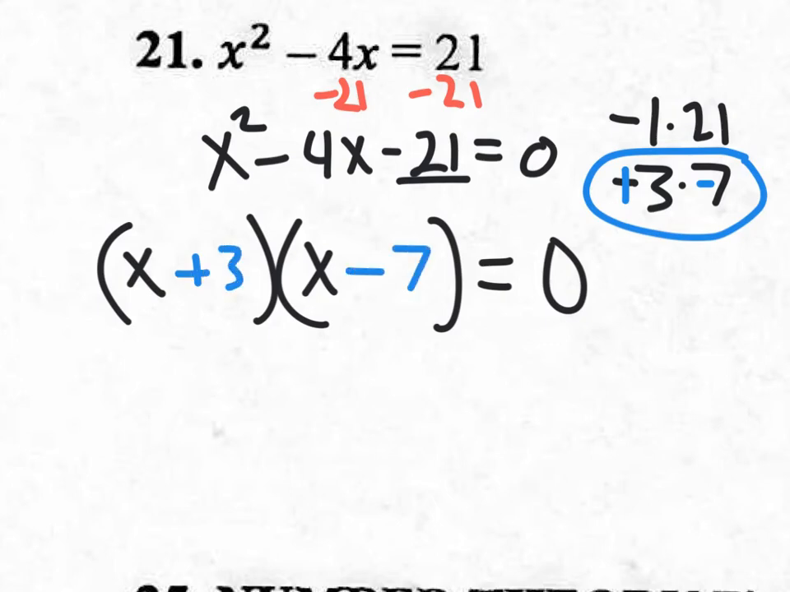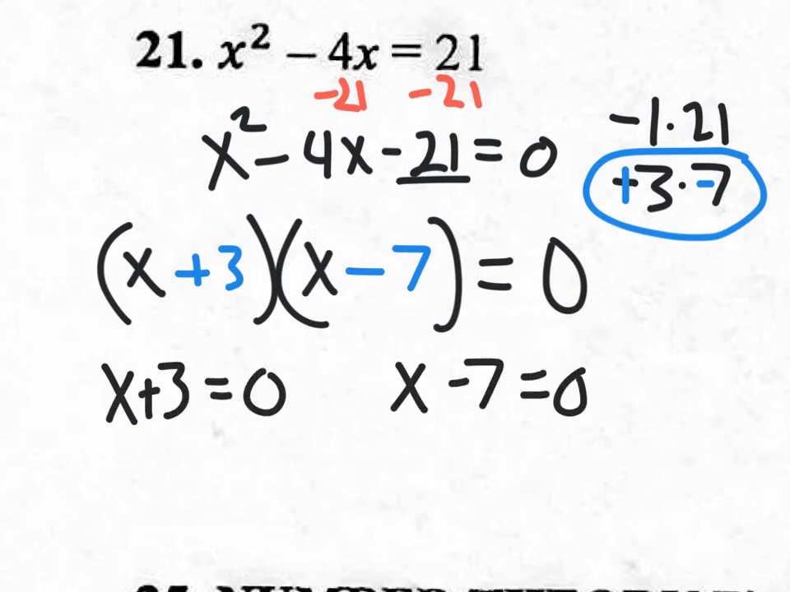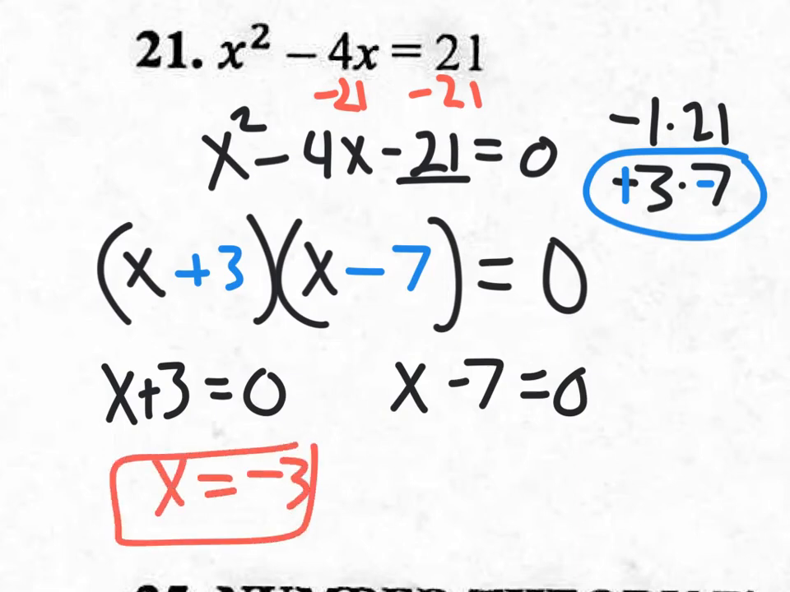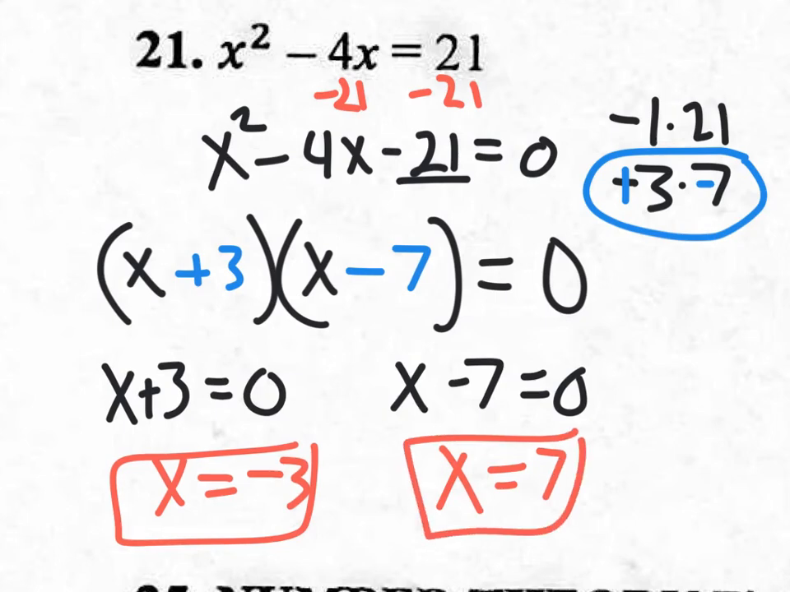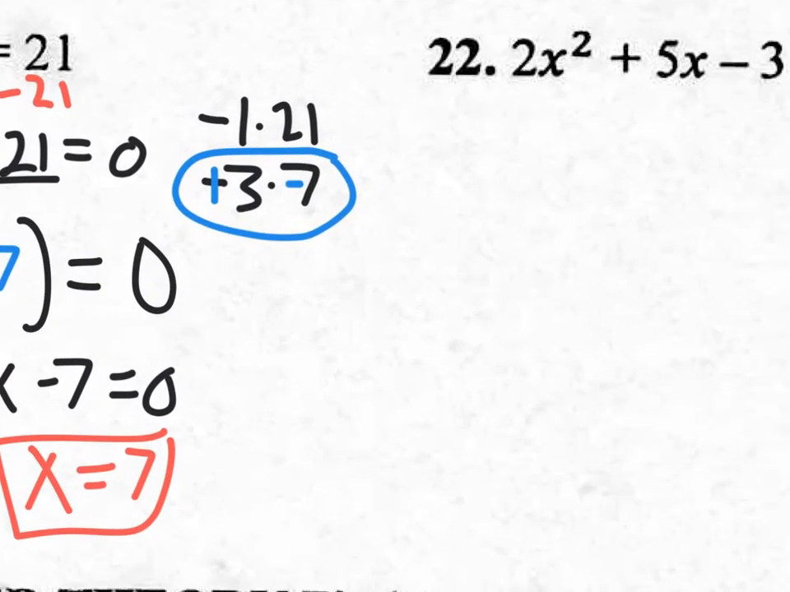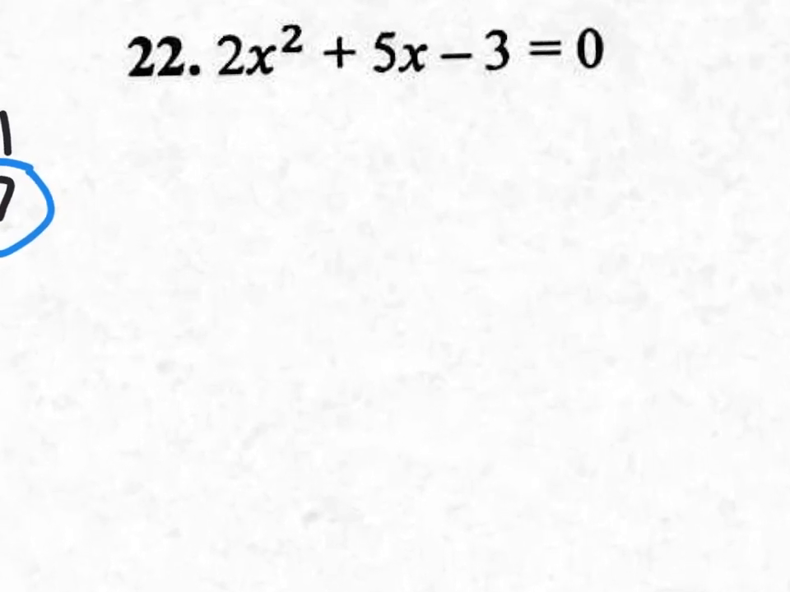And now it's just using zero product property to say x plus 3 equals 0, x minus 7 equals 0. Solve them both. You'll get x equals negative 3, and you'll get x equals 7. And those are your two answers for 21. Most of these questions are that easy. Most of them. But yeah, there's a couple, maybe 2 or 3, that they don't give you the a value of 1. They give you something else.